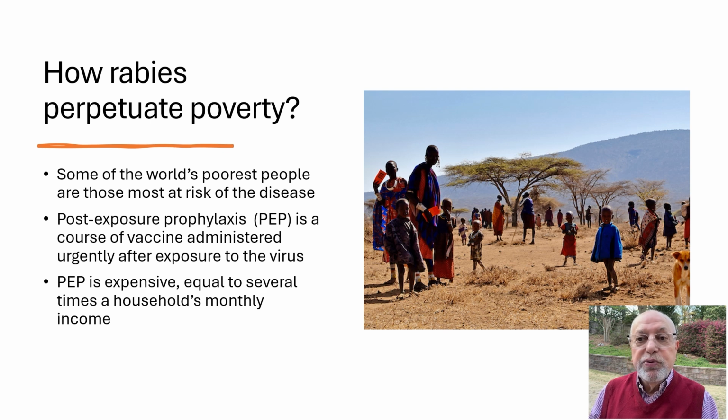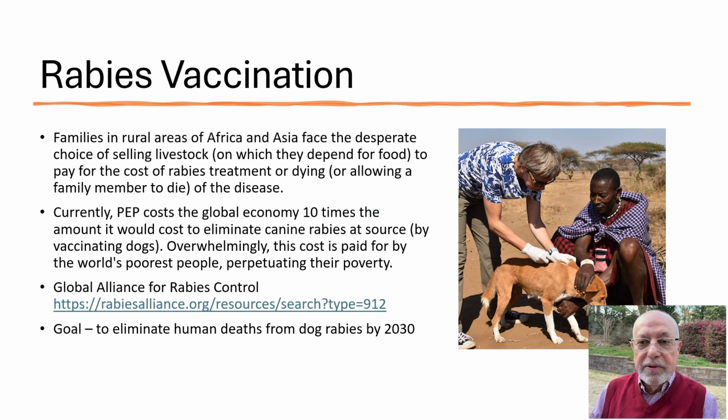Some of the world's poorest countries have this problem because this post-exposure prophylaxis treatment is expensive, and many of these families and communities cannot afford it. On top of that, there's the problem of dog overpopulation, and there are street dogs. So it's very easy for animals to get hold of a child or other person whom they can bite, and then rabies keeps on going on.